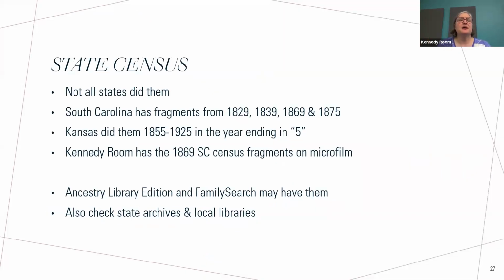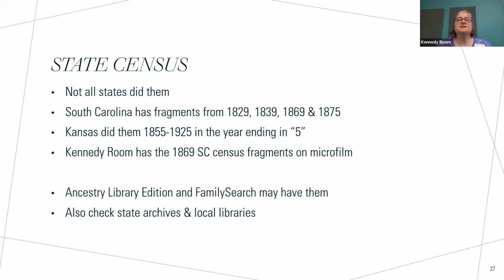Mentioned some of this last time. Not all states did them. There's not a standard format for them. South Carolina has fragments from 1829, 1839, 1869, and 1875. Other states like Kansas did censuses from 1855 with the territorial census all the way up until 1925 on the years ending in fives. So if you were researching in Kansas, you have an every 5-year chance that your person might show up in the records. So that can be helpful as people moved west.